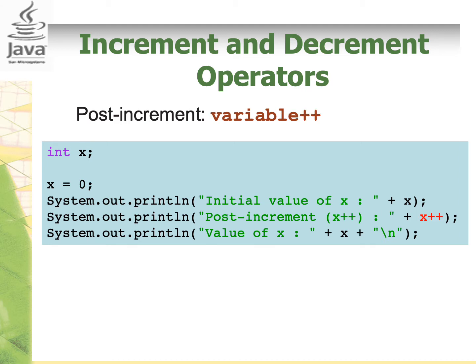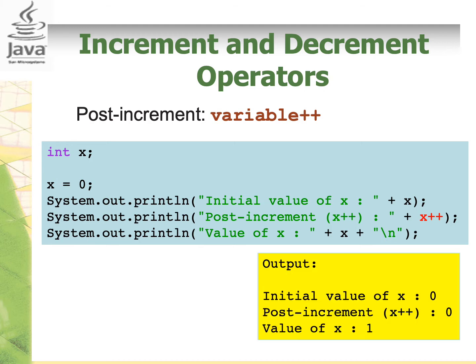Now, let's look at post-increment and post-decrement and see the difference from pre-increment and pre-decrement. Similar code as before, but here we use x++ instead of ++x. What do you think the output that we will get when we run this code? As shown in the output box here, we will get initial value of x is 0. Post-increment, x is also 0. But when we print the value of x in the last line, we will get 1.